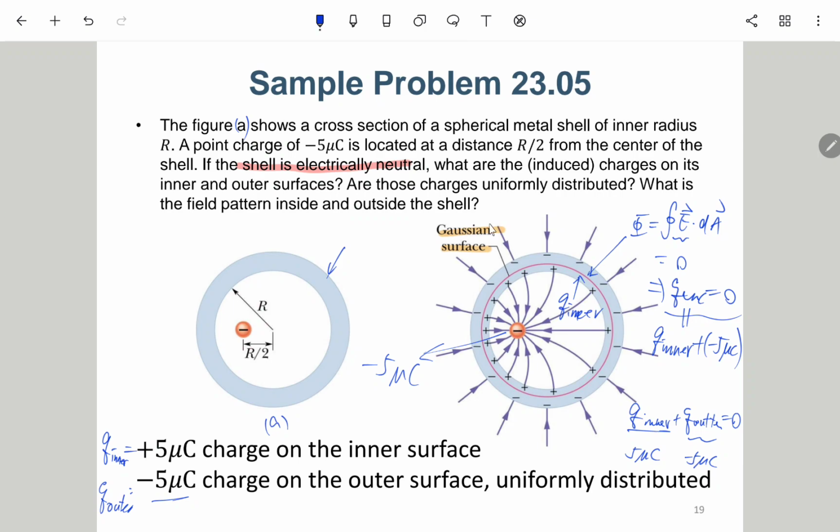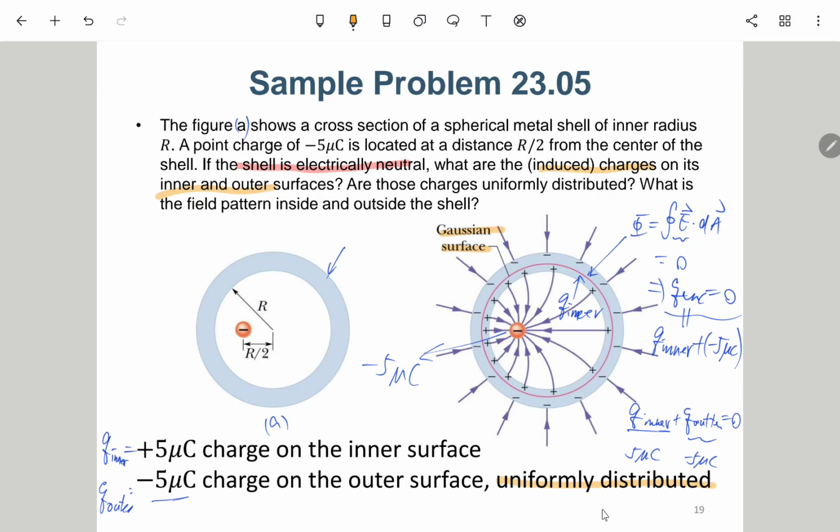Okay, so using Gauss's law, we are able to find the solution to the first question, which is the induced charge on its inner and outer surfaces. It also asks, are those charges uniformly distributed, and what is the field pattern inside and outside the shell. So it actually says that for the outer surface, the charges are uniformly distributed. However, for the inner surface, the charges are not uniformly distributed. This is not easy to explain, but yeah.